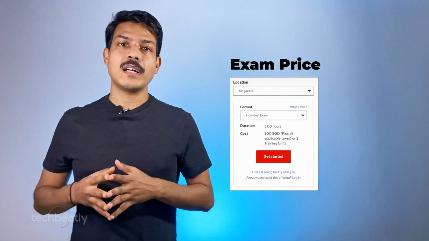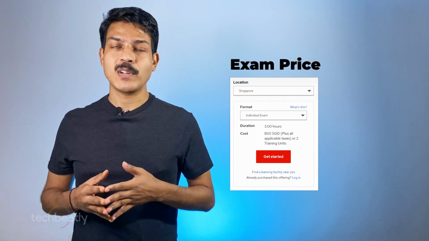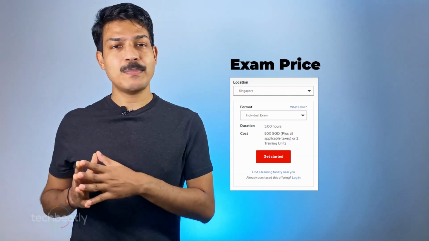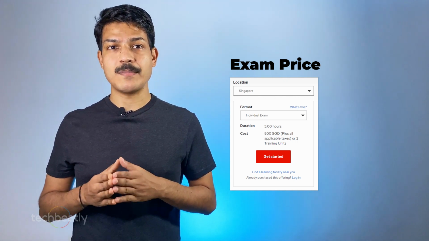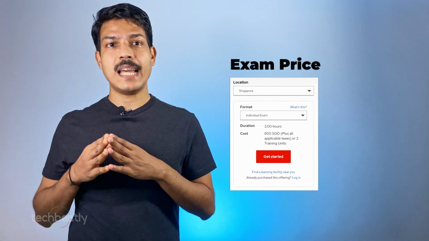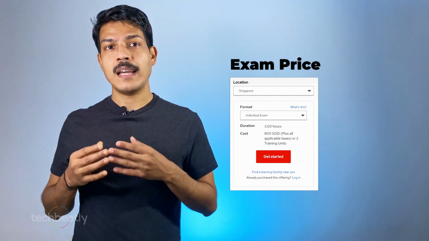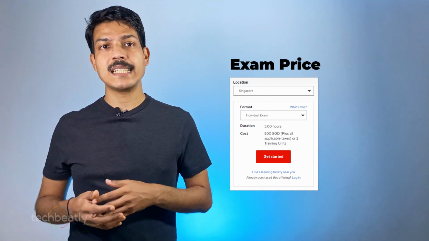Okay, what about a remote exam fee? There is no price difference for testing centers or remote exams. Remote exams is just an additional option other than the classroom and testing centers exam.